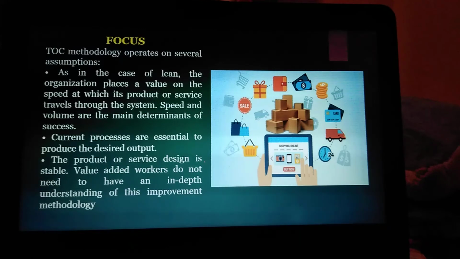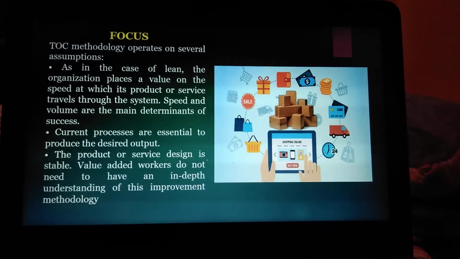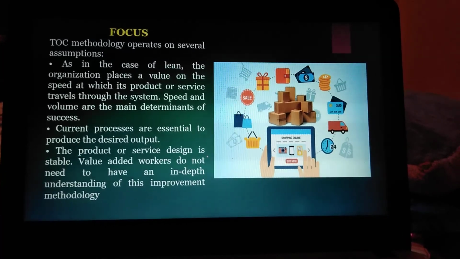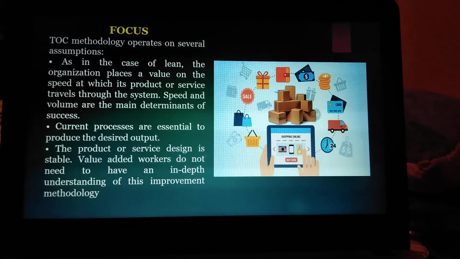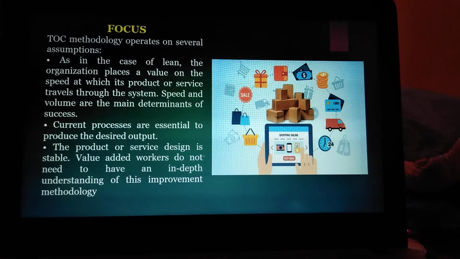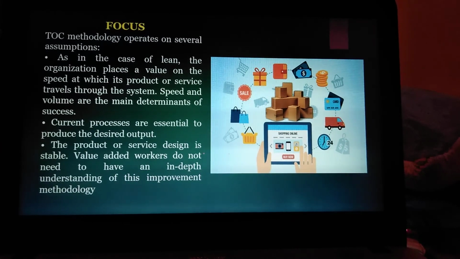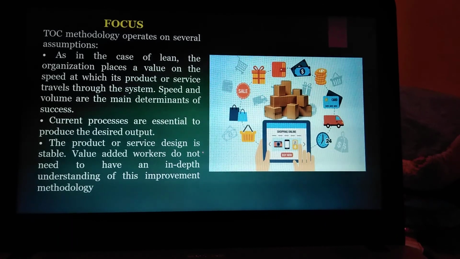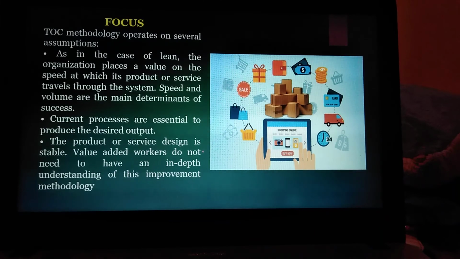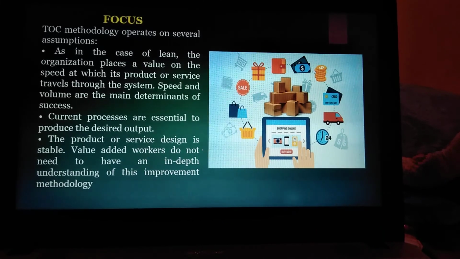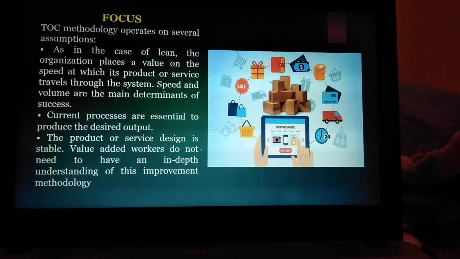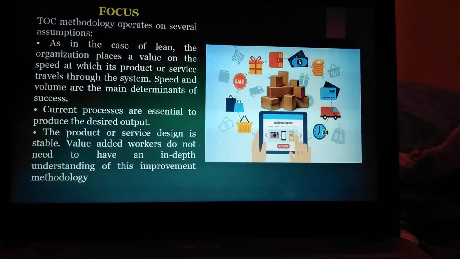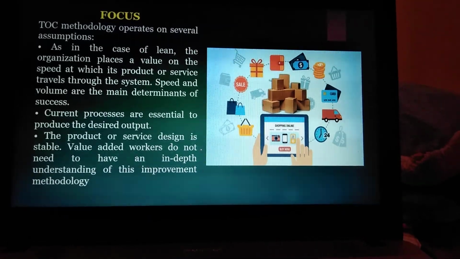Focus. The TOC methodology operates on several assumptions. As in the case of Lean, the organization places a value on the speed at which its products or services travel through the system. Speed and volume are the main determinants of success. The product or service design is stable. Value-added workers do not need to have an in-depth understanding of this improvement methodology.